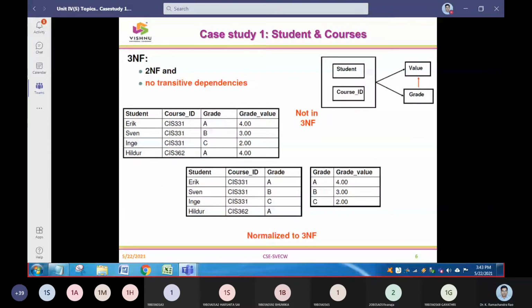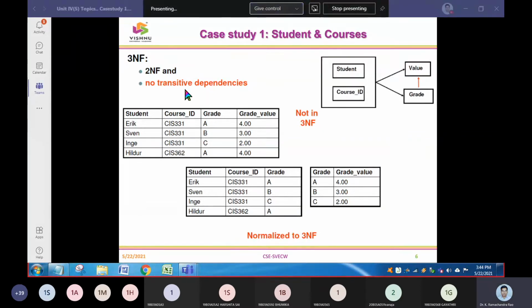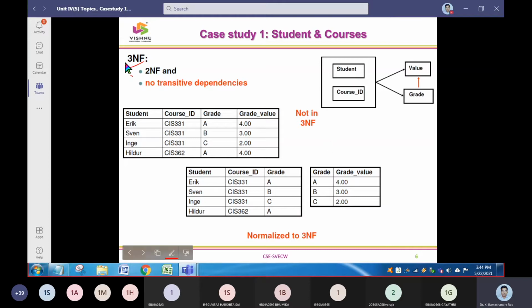Now we are moving towards the extension of the same table. What is the extension? We need to upgrade it into third normal form. Okay, let us upgrade. Then how can I upgrade? You can upgrade to third normal form with two conditions. What are the two conditions?